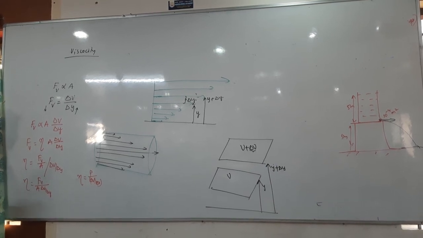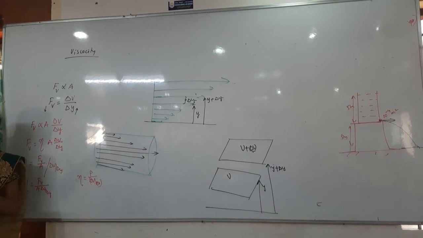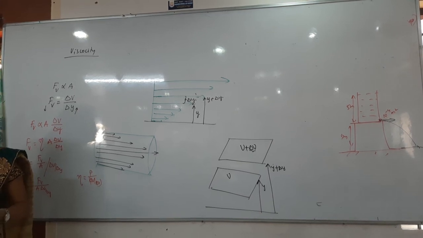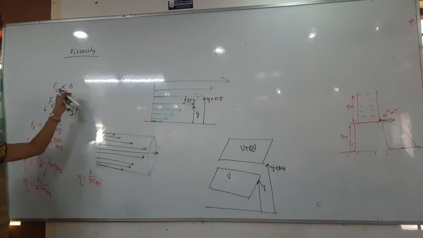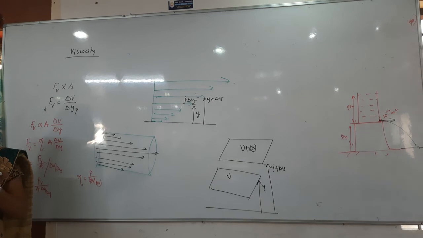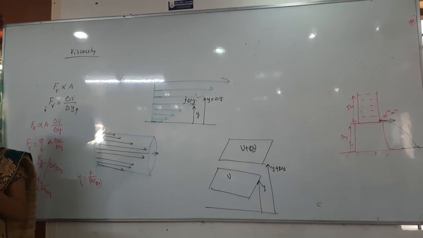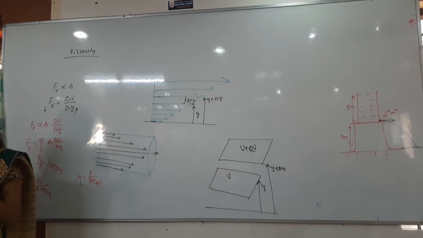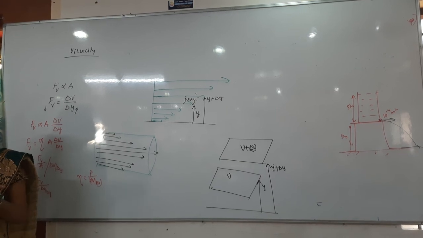Clear, right? Just like Coulomb's law is directly proportional to the product of the charges and inversely proportional to the distance, in the same way here the viscous force is directly proportional to the area. For example, if I take two erasers and rub between them, it will have less friction. Whenever you take two books together and rub, there is more friction, because there is more area of contact.